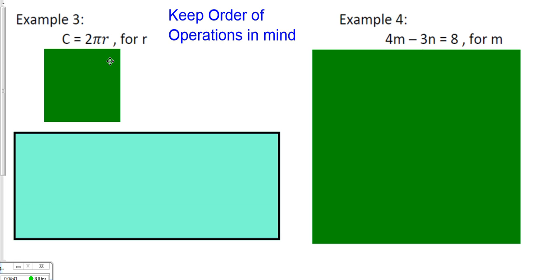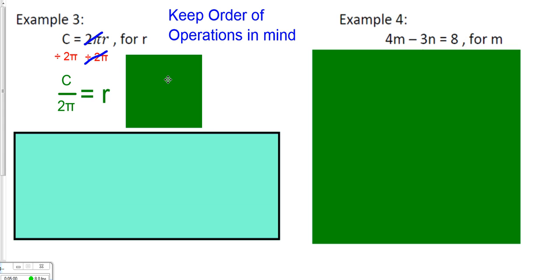So we can take care of them both at the same time by saying divide by 2 pi, divide by 2 pi. When we divide by 2 pi, it takes out the, I'm going to use blue, it takes out the 2 pi. So r is alone on this side. And now it's C over, or divided by, 2 pi. So if you were given the circumference and you wanted to find the radius, you would just divide circumference by 2 pi, and you would know the radius of the circle.